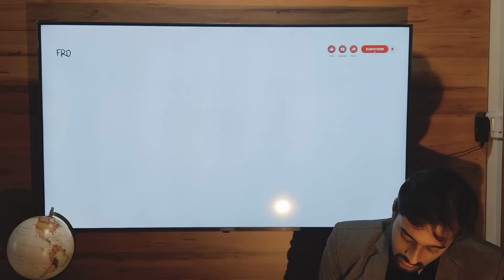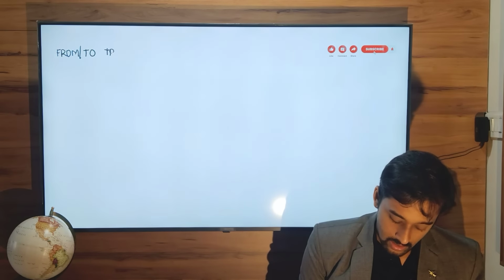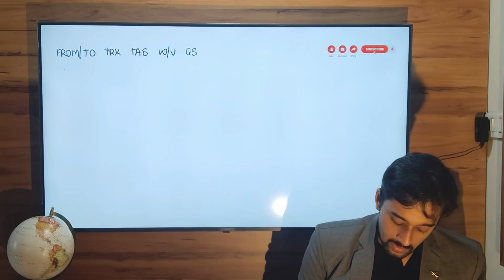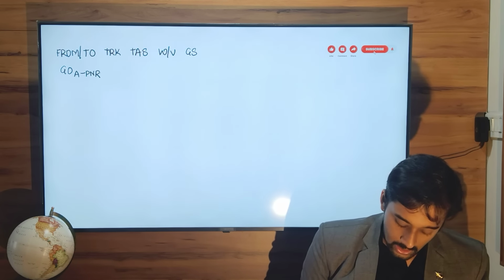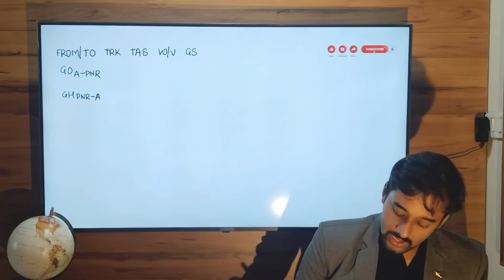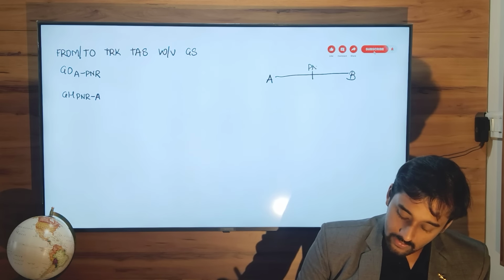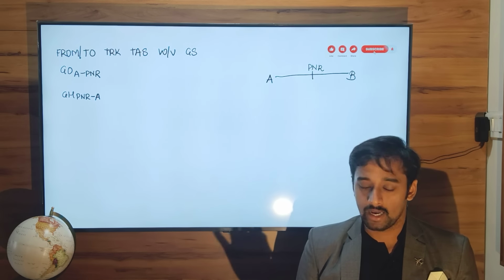Now for PNR, same thing. From and to, your track, your TAS, your wind velocity, and your ground speed. So you will be going outbound from A to PNR, and then you will be coming homebound from PNR to A. So this is your A to B outbound, PNR somewhere here. Okay, so for PNR you will do A to PNR, PNR to A.